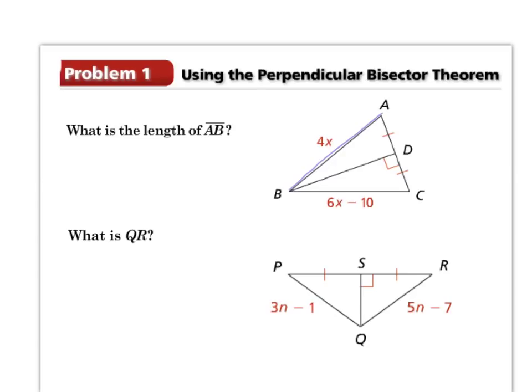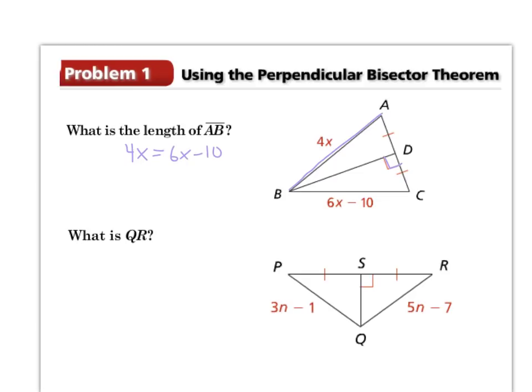We're told that BD and AC are perpendicular because I have that little right angle symbol right in there, all right? Well, if BD is at a right angle and it cuts AC in half, then B must lie on the perpendicular bisector of AC. If it does, then B is the same distance from A as it is from C. So AB and BC are equal, hence 4x equals 6x minus 10.